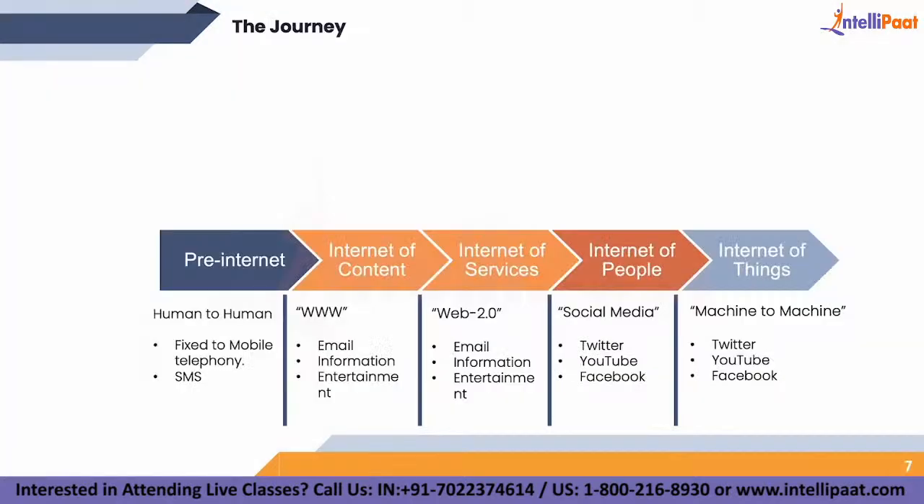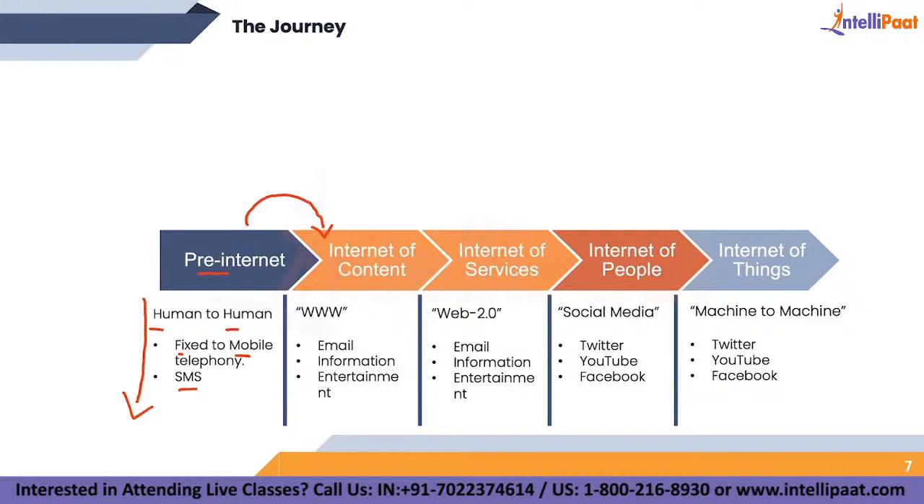The most important thing that we see is that when we started this journey, we started in a pre-internet era. That's where human-to-human communication could be fixed, and then it added a fixed line, or a mobile phone, and subsequently SMS. So that is one part when you talk about communication. Then from here we moved on to something called the internet of content, where we started using email service, information, entertainment. It was not streaming or watching videos, but yes, the content started. We started putting the content online. That's what we talk about as the internet of content.